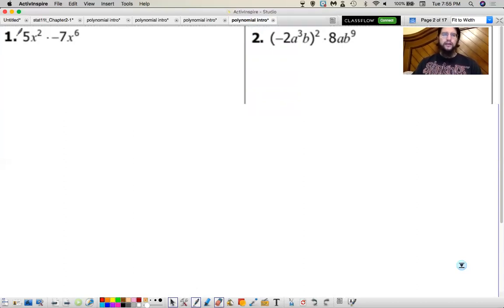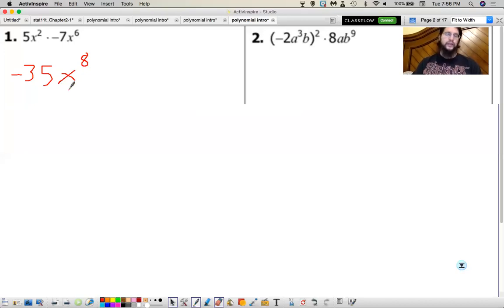So multiply your like things together. 5 times a negative 7, that's negative 35. X squared times x to the 6. We're multiplying, same base, the base isn't changing. We're multiplying, 2 plus 6 is 8. That's our product rule. There's nothing else we can do. There's nothing like here that we can simplify.